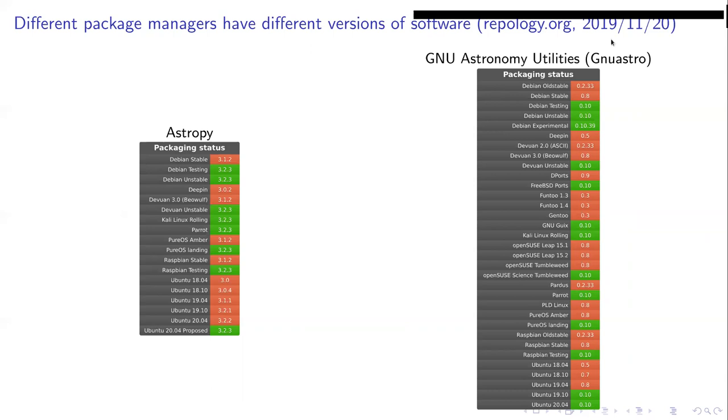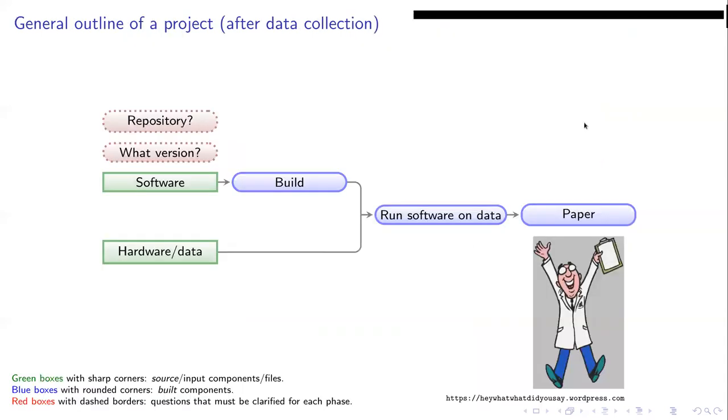Now, I got this image last year. If you get this today, it's completely different. The versions on different operating systems are just across the whole board. Look, some of them are version 0.3. Some of them are version 10. It's just very different. And then, what repository did you get the software from?